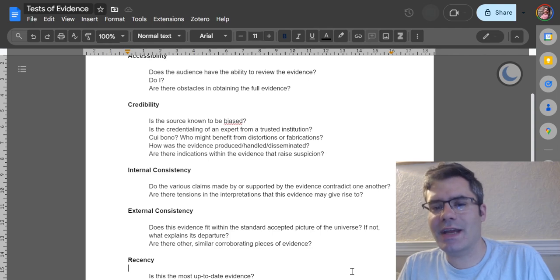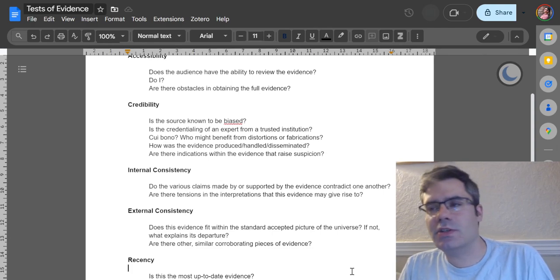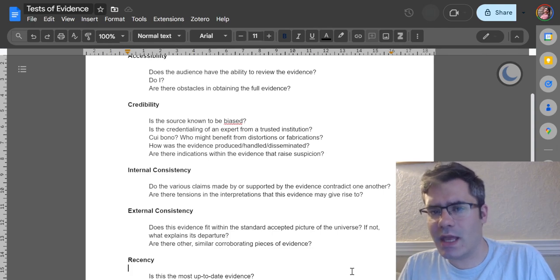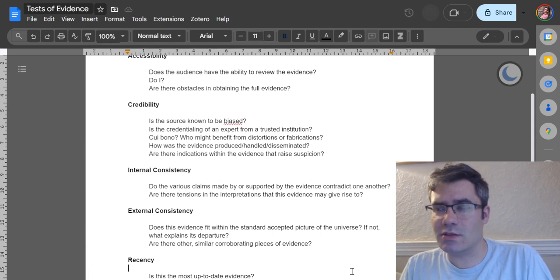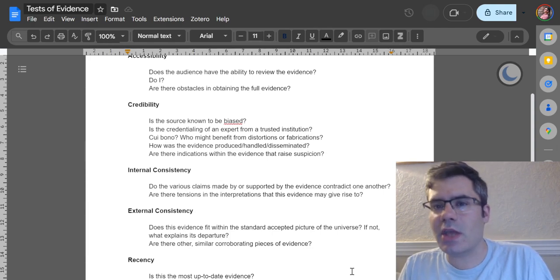Is the credentialing of an expert from a trusted institution? So when the evidence involves expert opinion, what kind of expertise are we talking about here? If there's someone who claims to be a medical doctor saying something that seems surprising given that position, what institution do they represent? Are they from a trusted medical institution? Did they get their medical degree from an institution that is recognized by the American Medical Association? These are the kinds of questions we might look at.